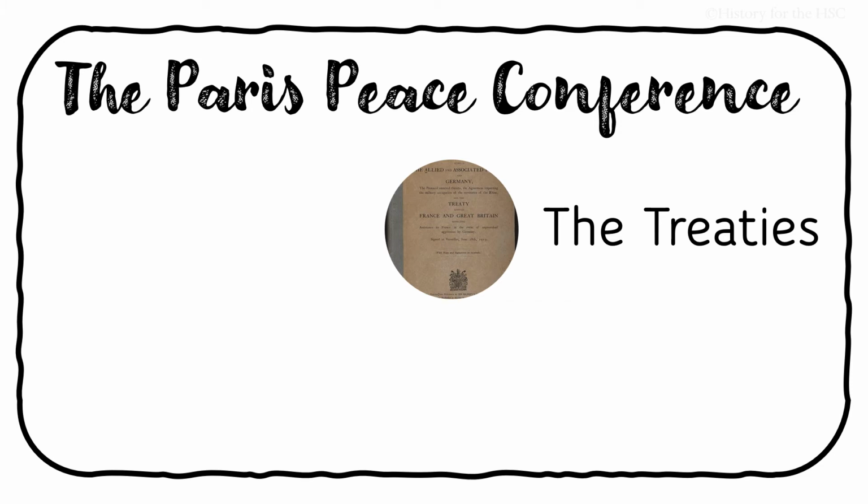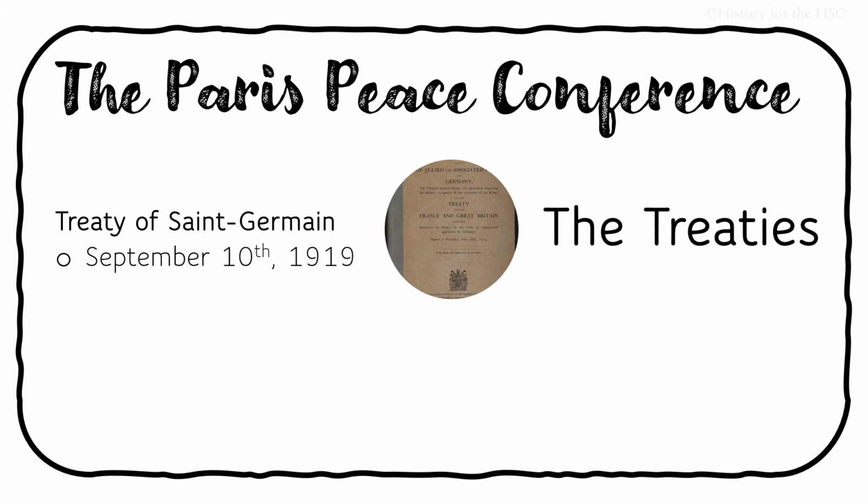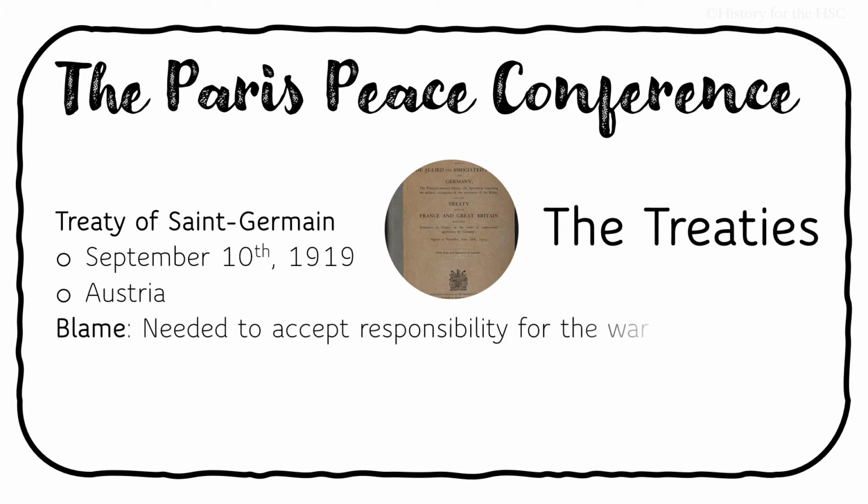So let's have a look through the 5 major treaties signed. The first of which is the Treaty of Saint-Germain. This was signed on the 10th of September 1919 with Austria. Now, Austria needed to accept blame and responsibility for the war.